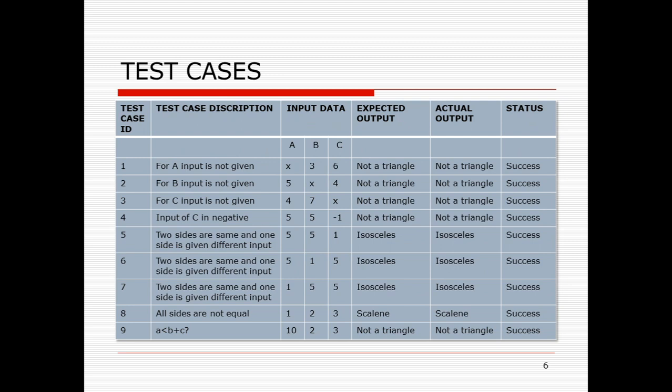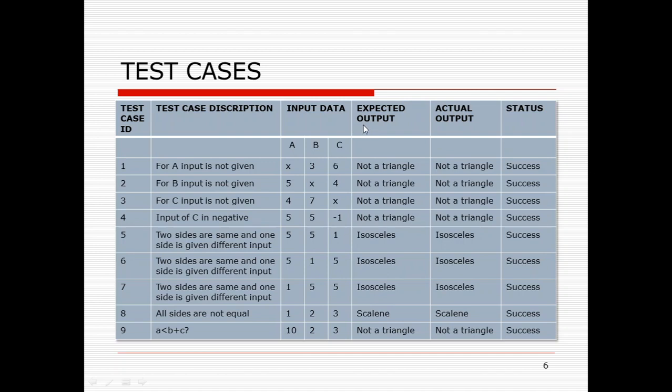In the test cases table, where we are checking for different test cases, we are generating the test cases. The first is the test case ID, a different ID for each test case. Here is the description with respect to the IDs, and the input values for the three sides of the triangle. In this case, the input data is three only, and then the expected output and the actual output that you get.